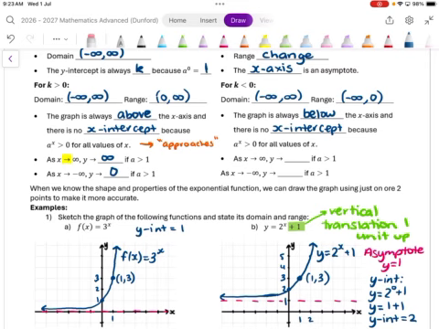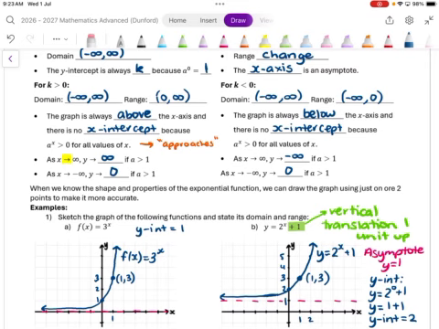Again, as x approaches infinity, y will approach negative infinity, and as x approaches negative infinity, y approaches 0.